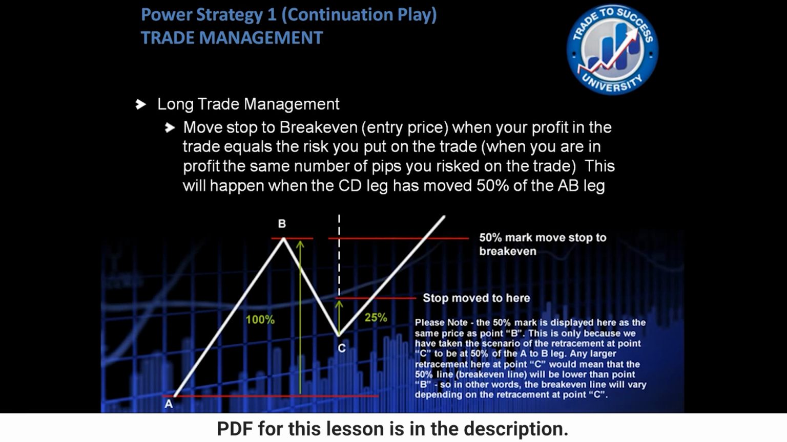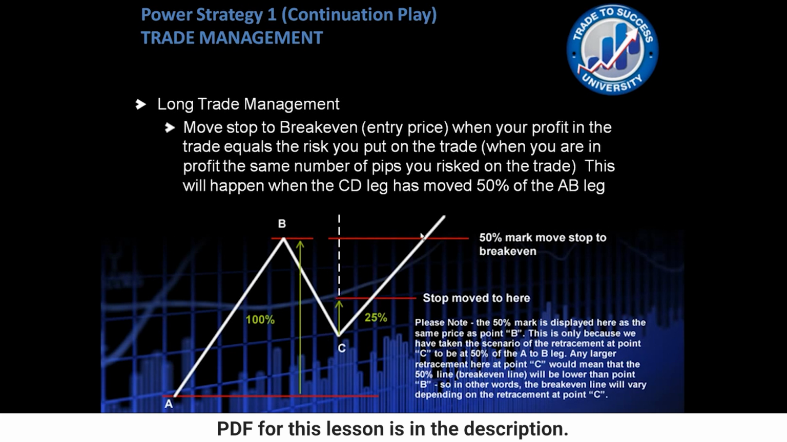Now, I just want to make a note of something. The 50% mark is displayed as the same price as point B. Now that's only because we've taken the scenario where this B to C retracement is 50% of the A to B move. Any larger retracement here, so if it went any lower here, it would mean that the break-even line would be lower, so it would not be equal to point B.